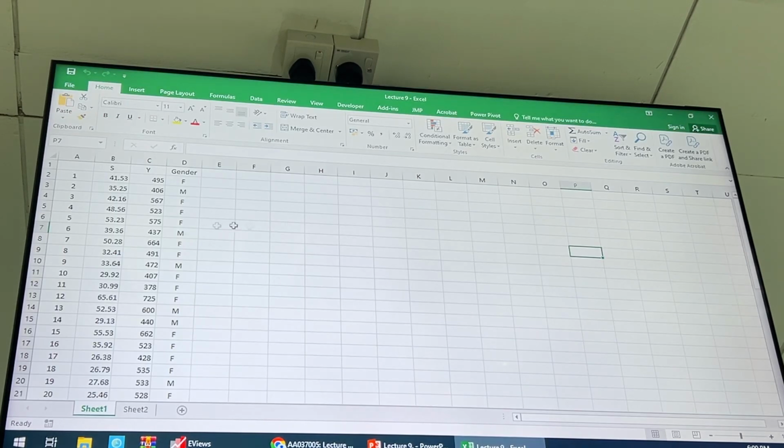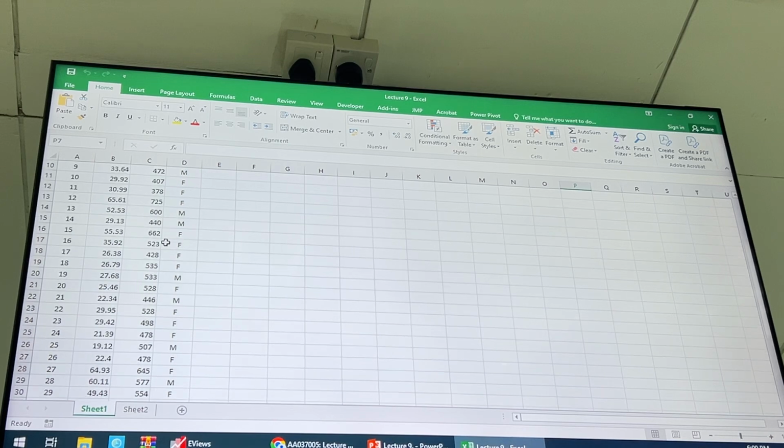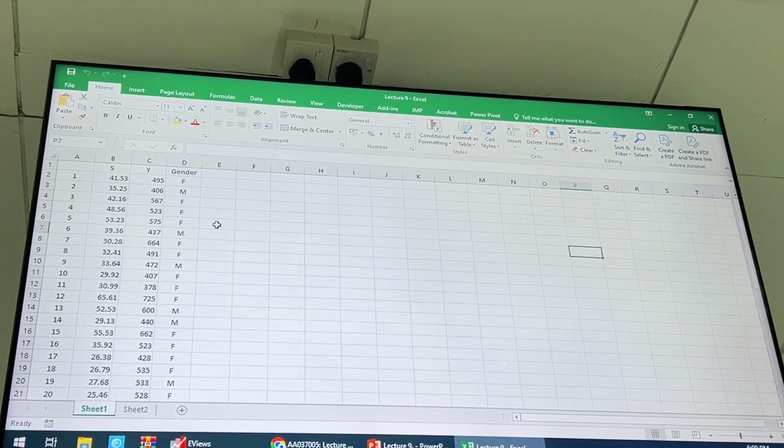Let's say, for example, we have the same data. We have saving as income Y, and then a variable representing whether the observation belongs to female or male. So you need to create a variable, for female for example, or male, and you need to assign values. You can use whatever name.